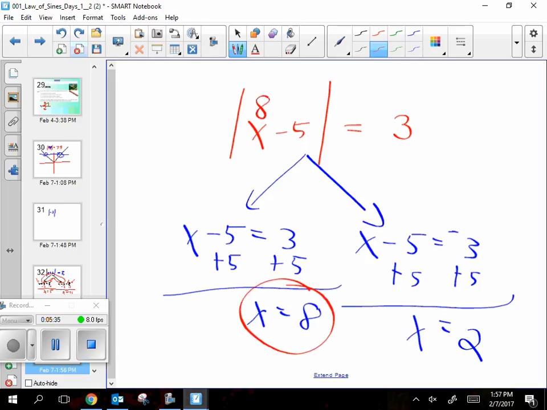8 minus 5 is 3. Is the absolute value of 3 equal to 3? Did that work? Yeah, because it came out to 3, and the absolute value of 3 is 3.